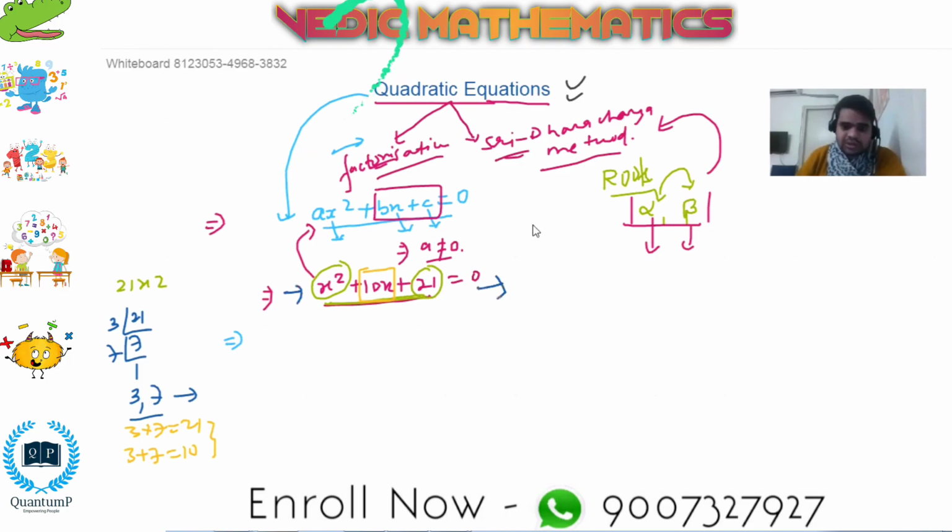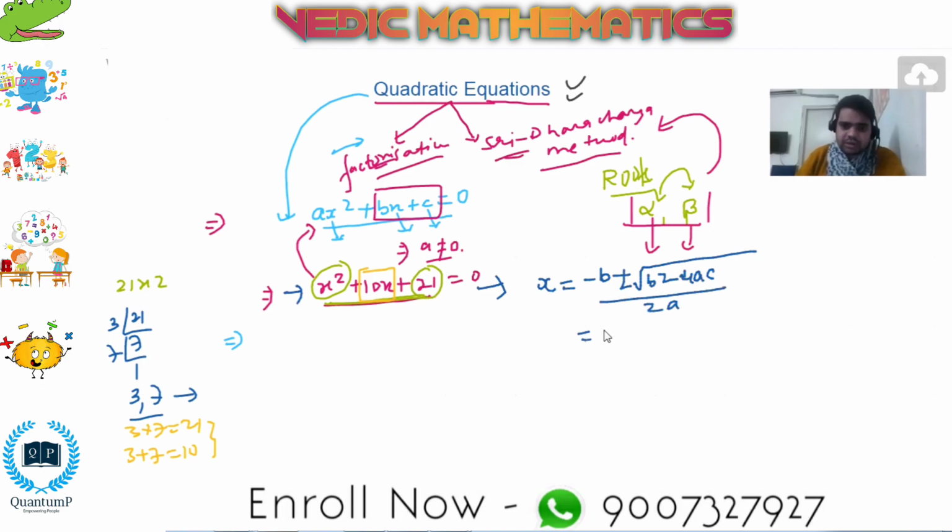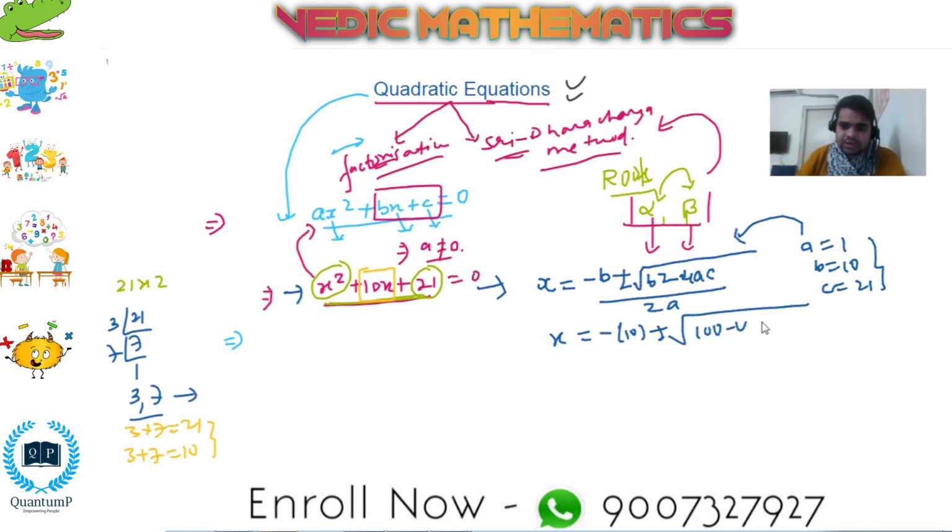This Sridharacharya method has one formula: x equals minus b plus minus root of b square minus 4ac, divided by 2a. In this case we have a equals 1, b is equal to 10, and c is equal to 21. So we'll put all these values in this equation, and we'll get minus 10 plus minus root of b square, which is 100, minus 4ac, which is 1 into 21, divided by 2 into 1, which is 2.